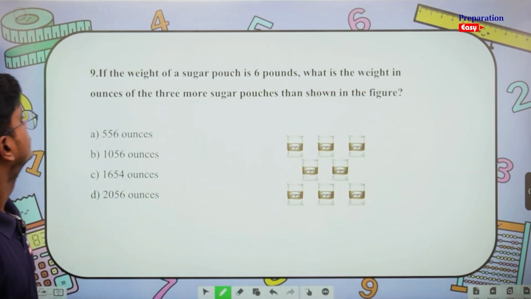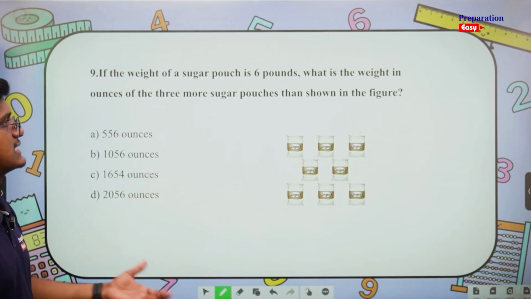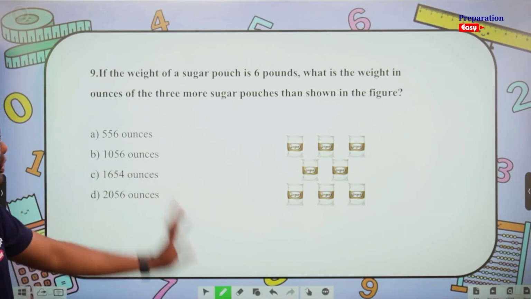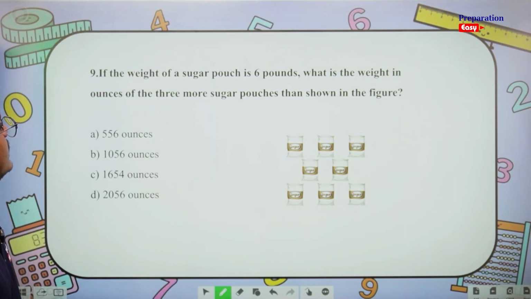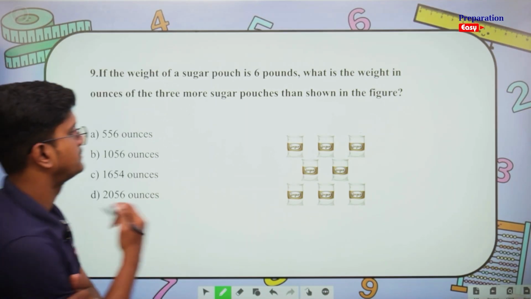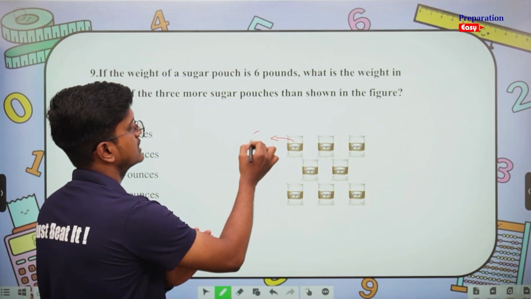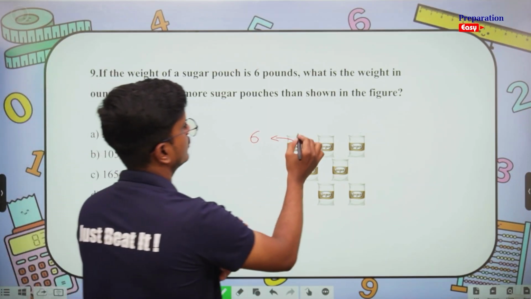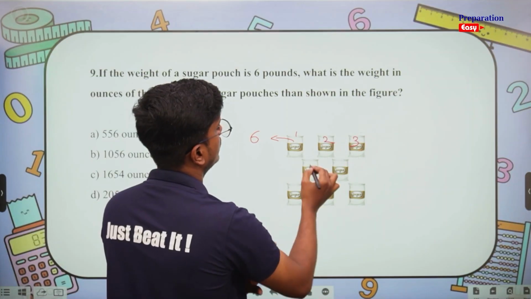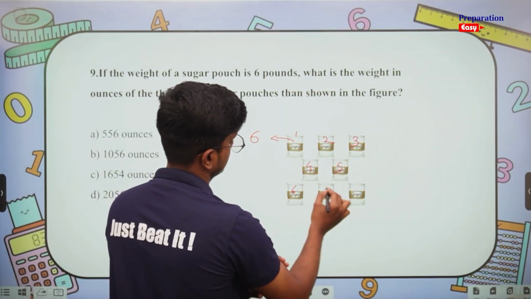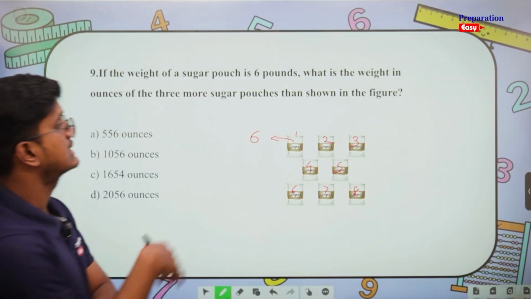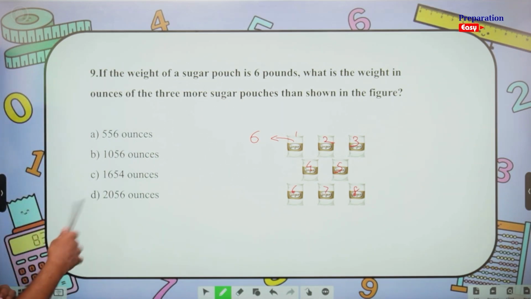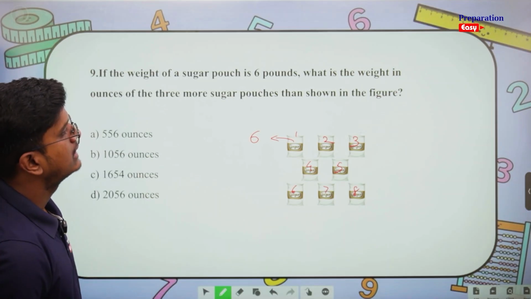Let's move further. If the weight of a sugar pouch is 6 pounds, what is the weight in ounces of 3 more sugar pouches than shown in the figure? So this is 6 pounds. How much do we have in total? 1, 2, 3, 4, 5, 6, 7, 8. So we have 8 pouches, and they ask for the weight in ounces of 3 more sugar pouches than shown in the figure.